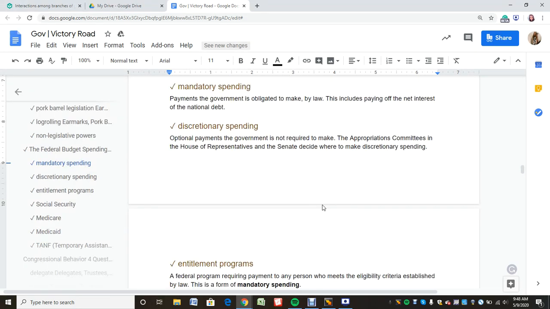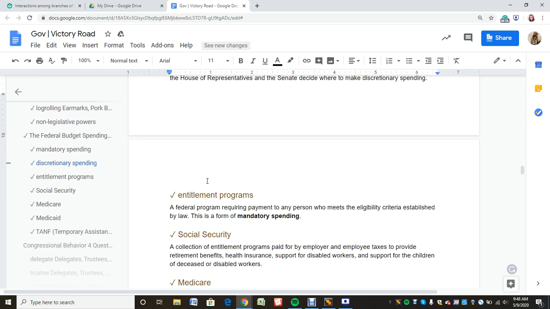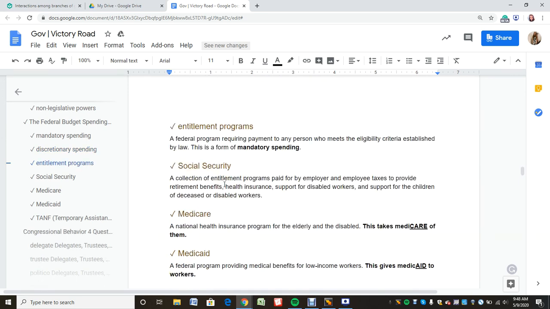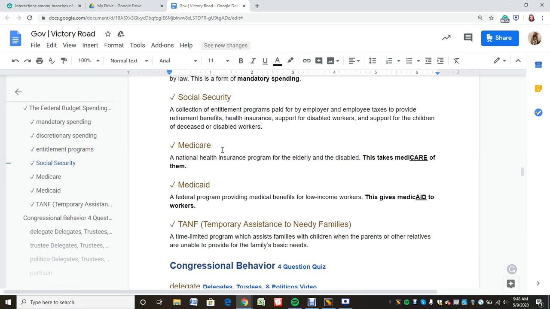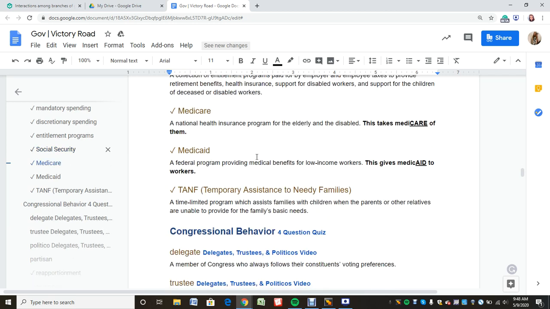And I would remember those trends because they're kind of important. And as I talked about entitlement programs, that would be Social Security, Medicare, and Medicaid. Now, I think a lot of you know what Social Security is, but Medicare and Medicaid sometimes get mixed up. Medicare is for the elderly and the disabled, and Medicaid is just medical benefits for low income workers. So, say you have a low income worker and they can't pay their hospital bill. Well, Medicaid would be supporting them.